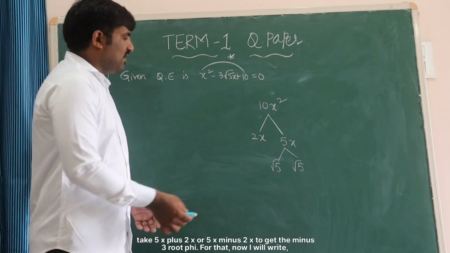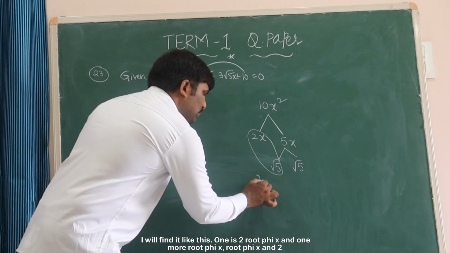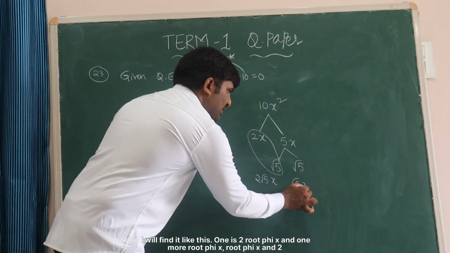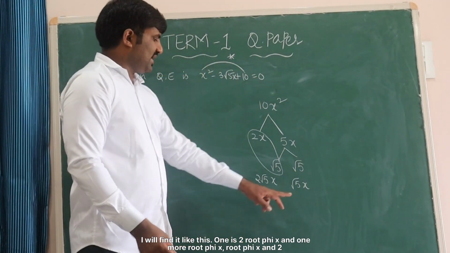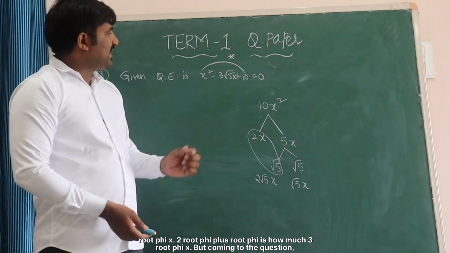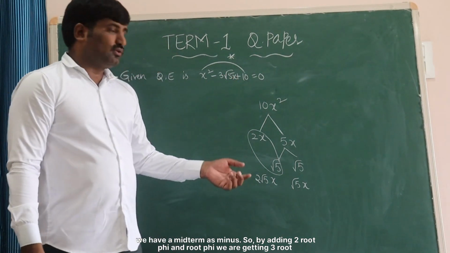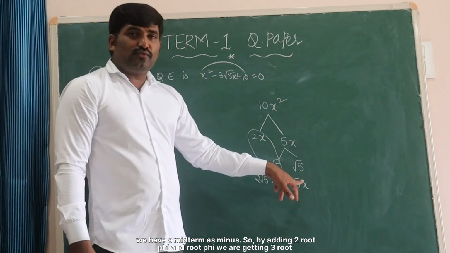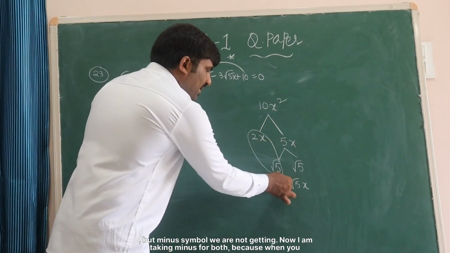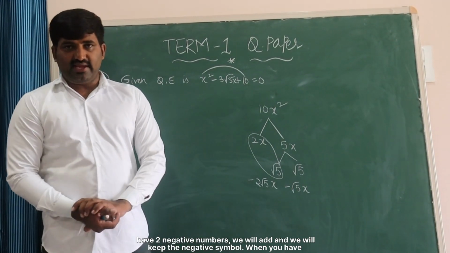For that, now I will pair it like this. One is 2 root 5x and one more root 5x. Root 5x and 2 root 5x. 2 root 5 plus root 5 is how much? 3 root 5x. But coming to the question, we have the middle term as minus. So by adding 2 root 5 and root 5 we are getting 3 root 5, but we are not getting the minus symbol. Now I am taking minus for both, because when you have two negative numbers we will add and keep the negative symbol.